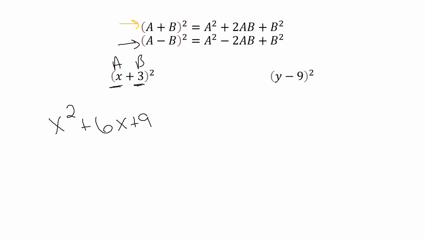It's still a squared. It's still a b, so it would be y squared minus 2 times a times b. So 2 times y times 9. 2 times 9 is 18, and that y, so minus 18y. And then plus b squared, well, b is 9, and 9 squared is 81, so plus 81. And that is it.